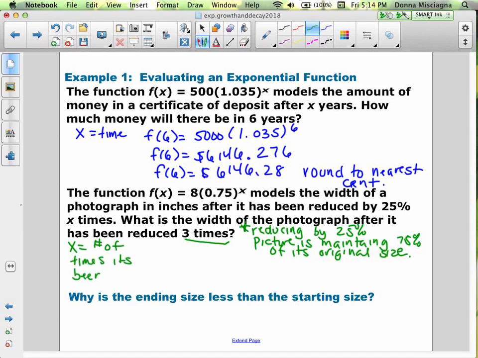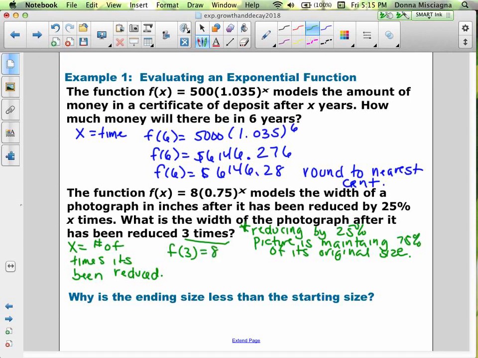So we're going to make it 75% of its original size one time, and we're going to do that again, and again. And we don't have to calculate the first time and the second time and the third time. Since we have an explicit equation, all we have to do is plug in 3 for x. When we plug in 3 for the x and evaluate it, we'll have the amount after 3 times. So there's no reason to find it for each one of these times. We just need it for the third time.